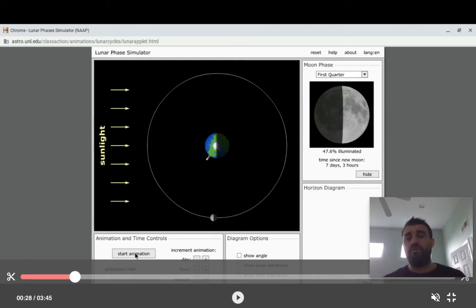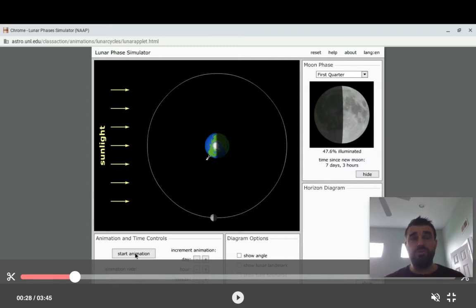Now, a normal observer may actually refer to this as a half moon, which I definitely understand because it looks like you're seeing a half moon. But really what you're seeing is half of a half. So you're seeing a quarter. So that's another reason why we call it the quarter moon.